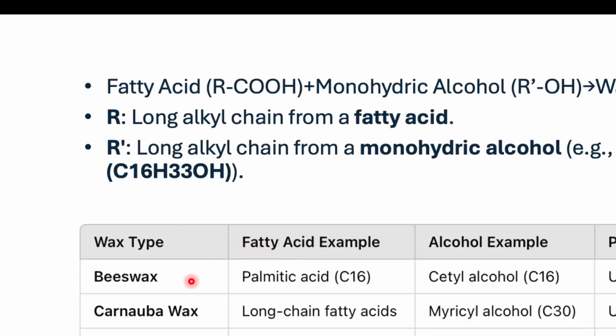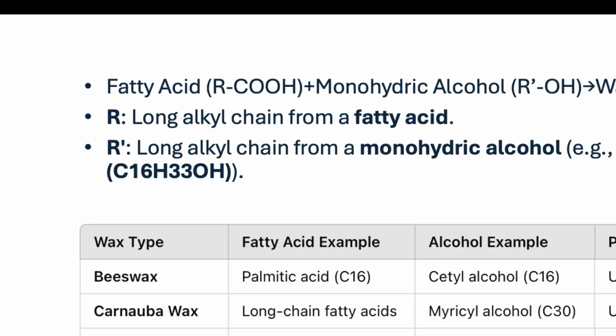Cetyl alcohol is found in beeswax. So beeswax has palmitic acid plus cetyl alcohol and is used in cosmetics or polishes. Carnauba wax has longer chain fatty acids and myricyl alcohol, C30. You see how long these acids and alcohols are. It is used in car wax and in cosmetics. Spermaceti wax has palmitic acid, C16, and cetyl alcohol again, from sperm whales. This was isolated from sperm whales, that's why it is named spermaceti wax.